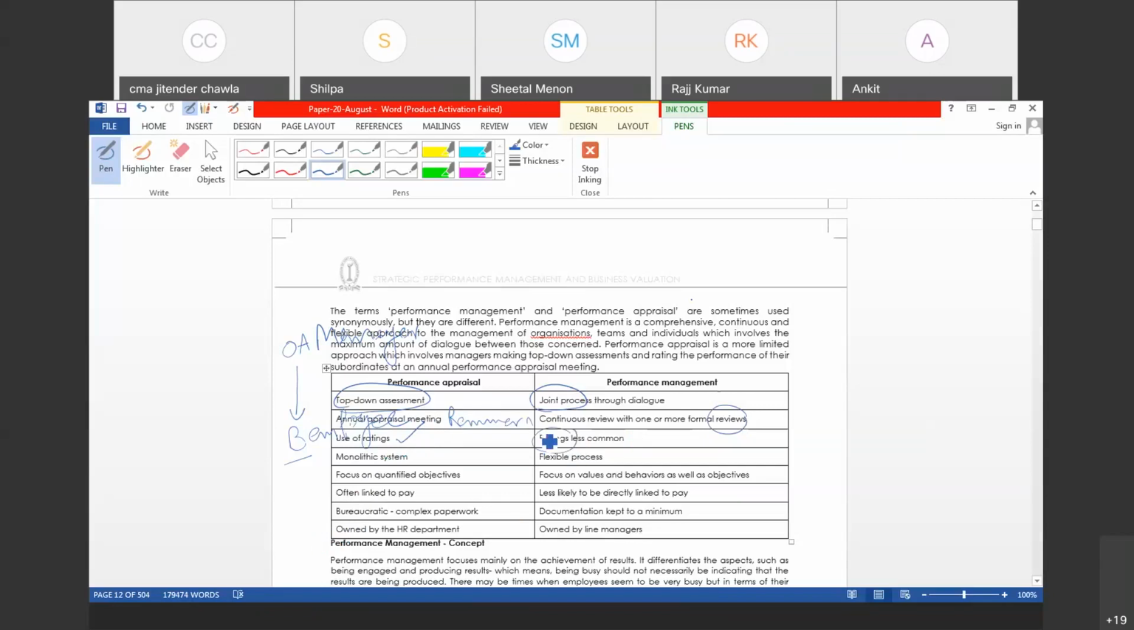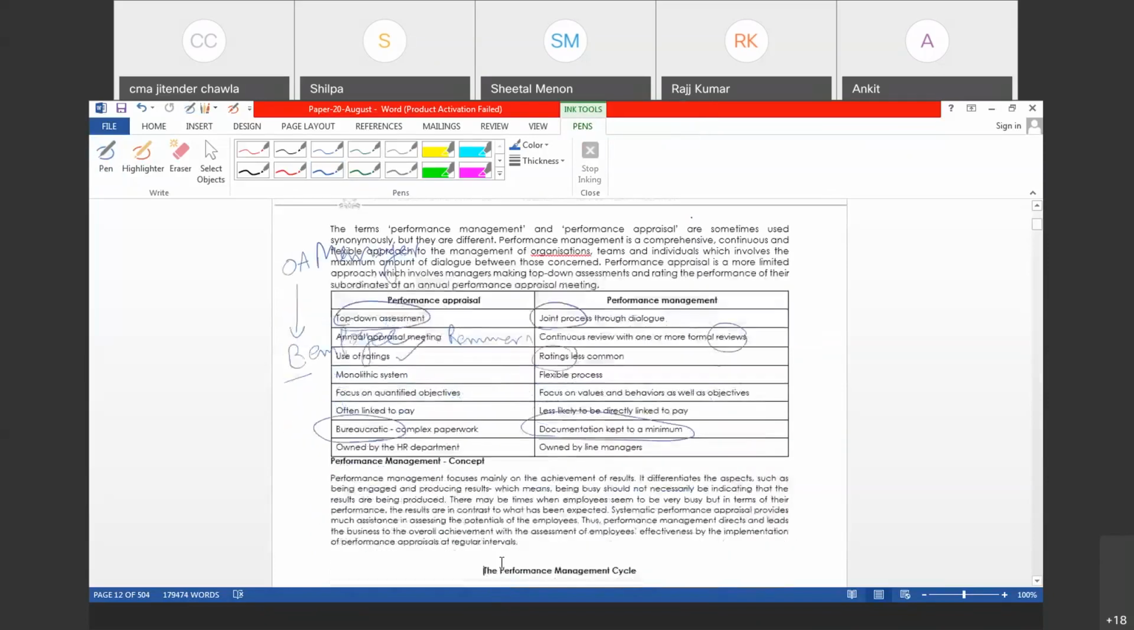So could I say performance management relates to qualitative aspects, while quantitative aspects relate to performance appraisal. It may be a bureaucratic framework, it may involve a lot of documentation to be kept. Right. Now, moving ahead, we have the concept of performance management.